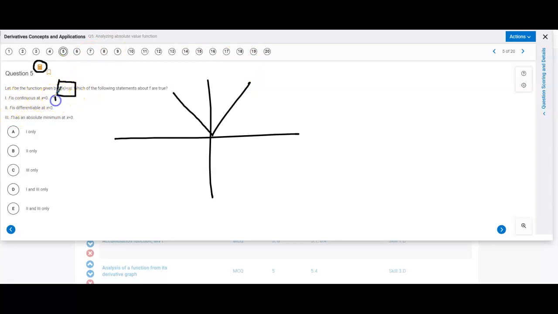I'm going to label that with a T for true. Is it differentiable at 0? No, that's a cusp. Can't have a cusp, so that's a false. Does it have an absolute minimum at 0? Yeah, it does. That's where the bottom of the graph is.